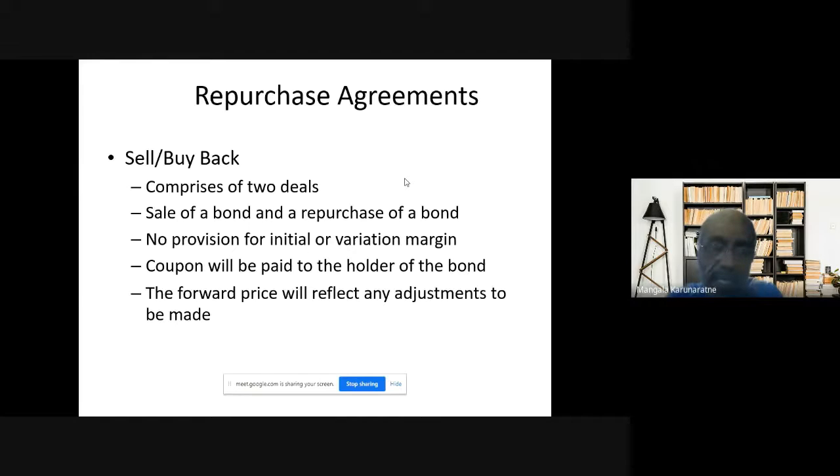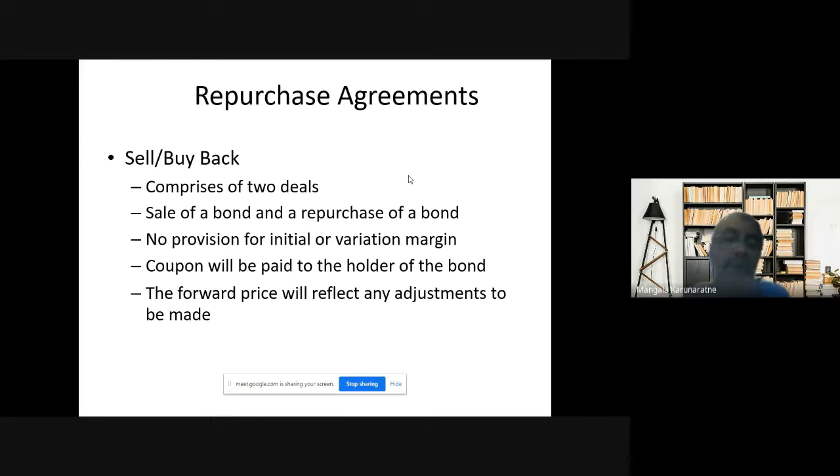Now earlier I said in a classic repo the coupon will be owned by the lender of the bond, right? Although we say the ownership passes to the borrower of the bond, or in that case the lender of cash, the coupon title remains with the original person, that is the person who is doing the repo, who is lending the bond. But in this case, the coupon will be paid to the holder of the bond.